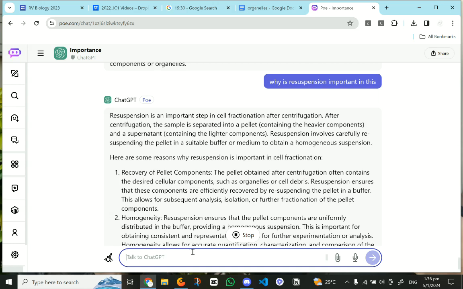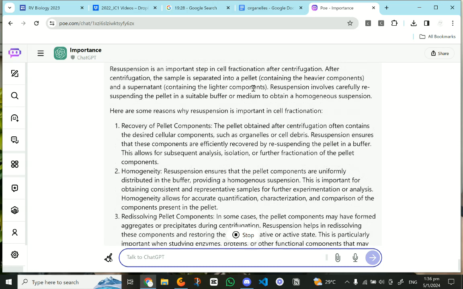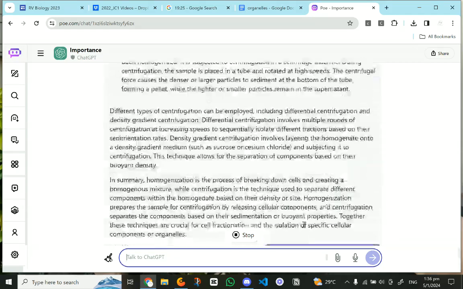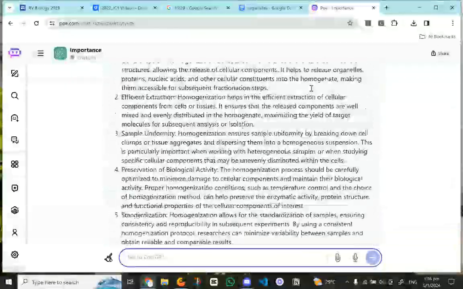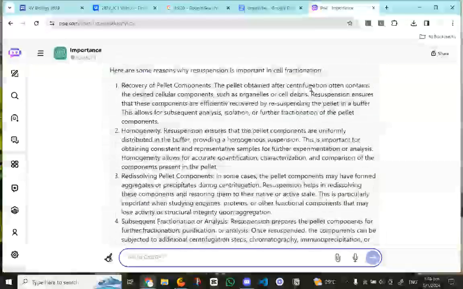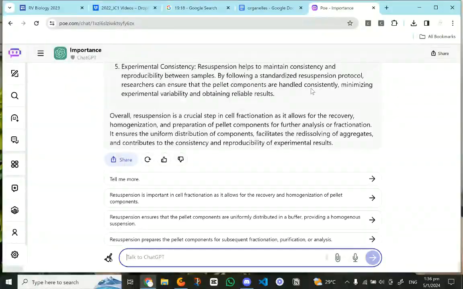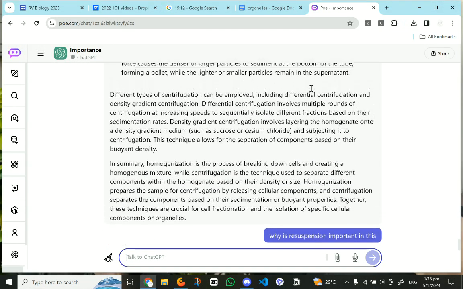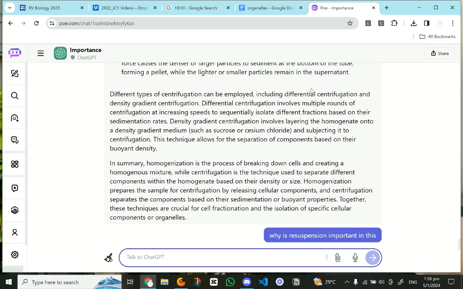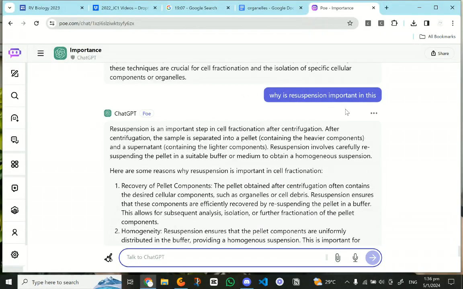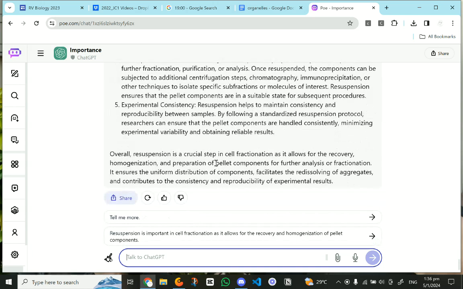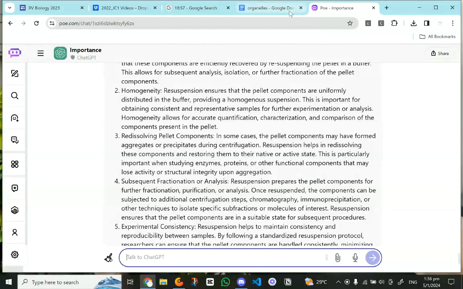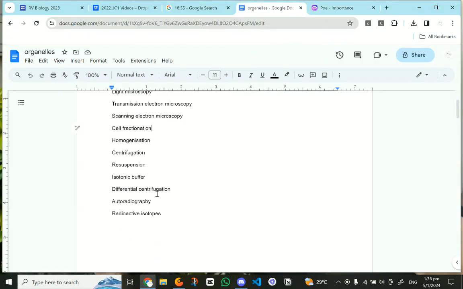Oh, okay. So, from my understanding right now, homogenization is more of breaking the barrier, like cell wall, cell membrane. Centrifugation is to unmix it, to get the different components in different layers based on the density. And then resuspension is to get back or extract it out from the sample. And I might be completely wrong, but that's what I understand right now from these answers.